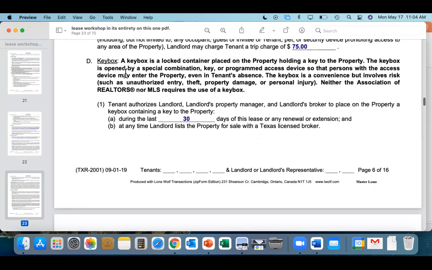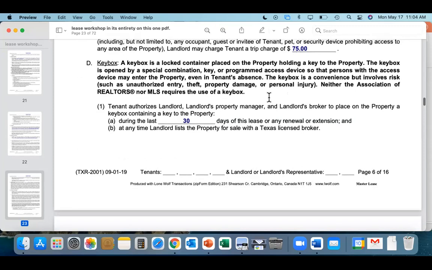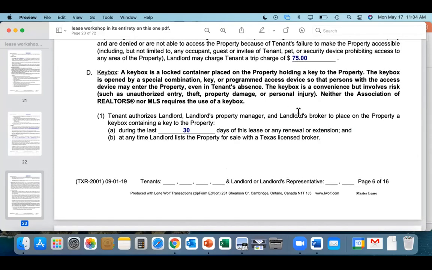Key box, we get a lot of questions about key box. Make sure you explain this paragraph to both landlord and tenant very thoroughly. We always have issues with this. A key box is a locked container placed on the property holding a key to the property. The key box is opened by a special combination key or program access device, so that persons with the access device may enter the property, even in tenant's absence. The key box is a convenience but involves risk such as unauthorized entry, theft, property damage, or personal injury.